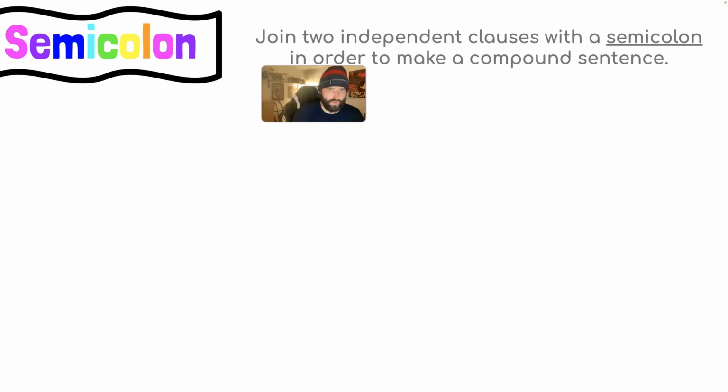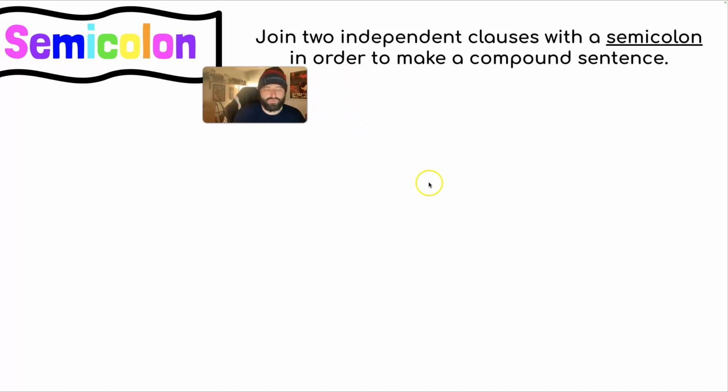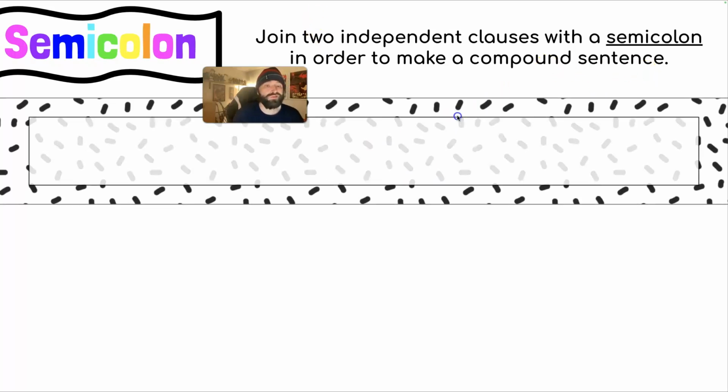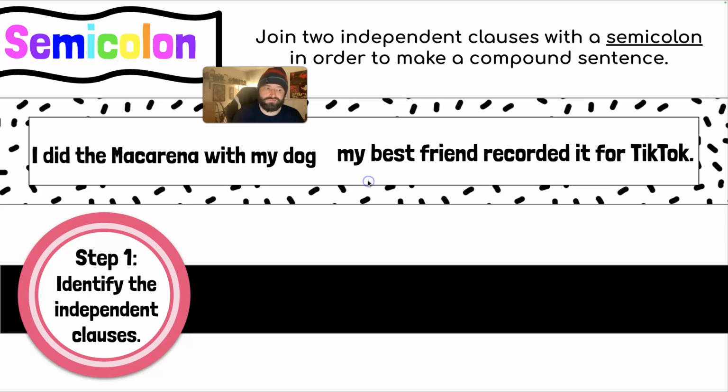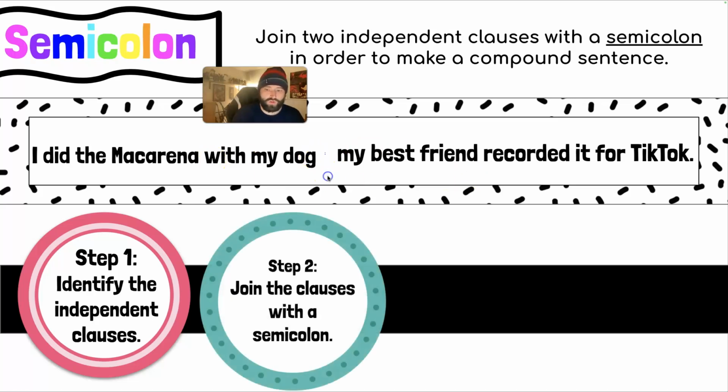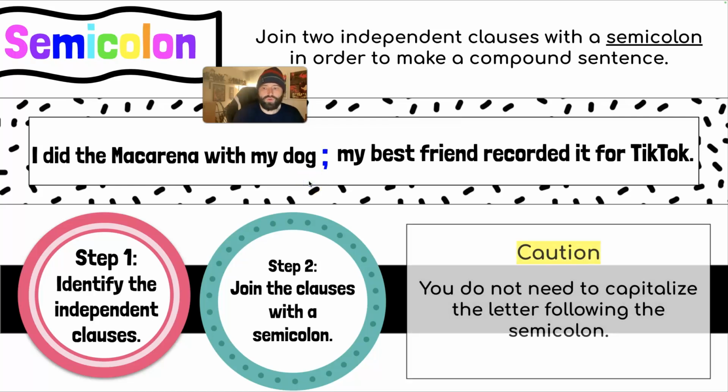Now, semicolons. Mr. Black's favorite punctuation. Join two independent clauses with a semicolon in order to make a compound sentence. So if you don't want to use the fanboys, right? Again, identify the two independent clauses. They're the exact same. And then join the clauses with a semicolon. Now, you do not need to capitalize the letter following the semicolon. It is not a period. It is like a comma essentially. Well, it's like a period essentially, just without putting the period in.